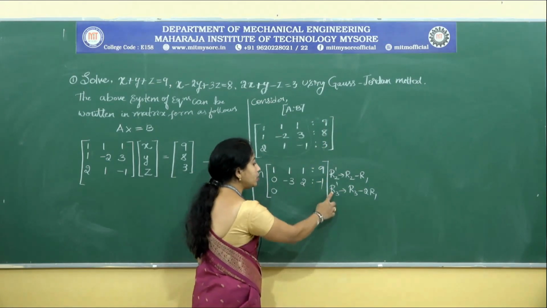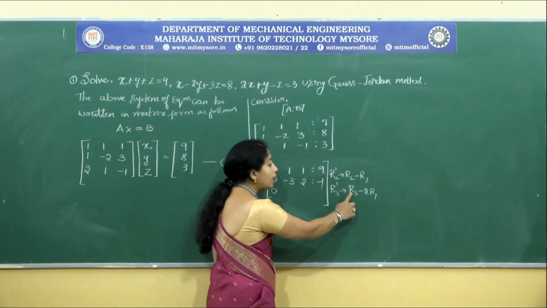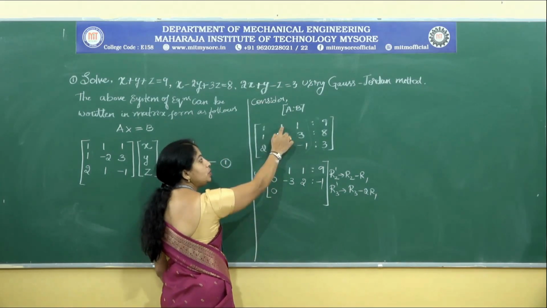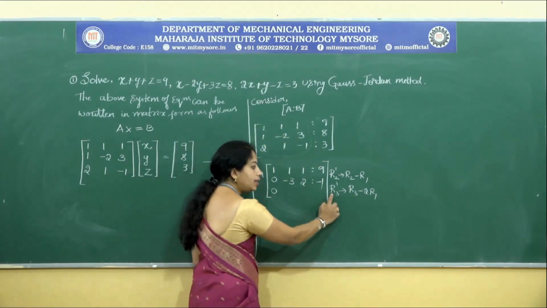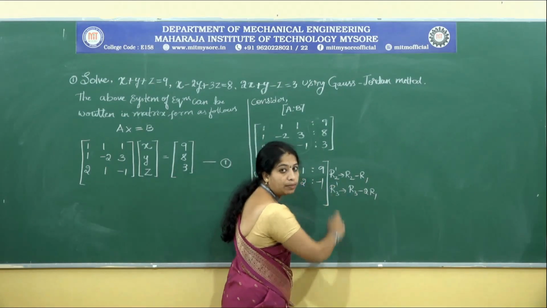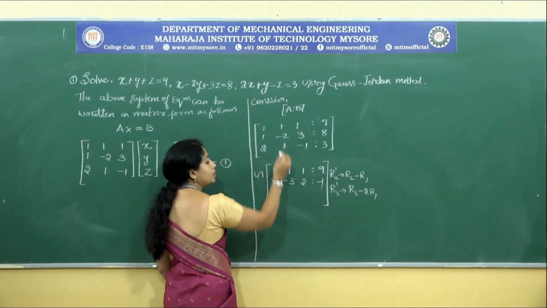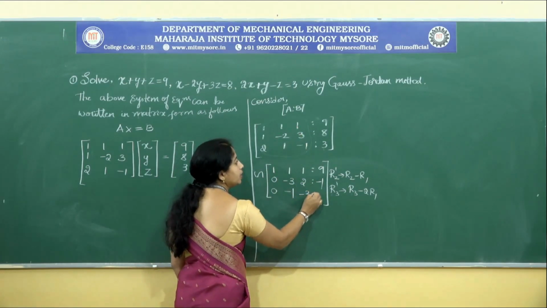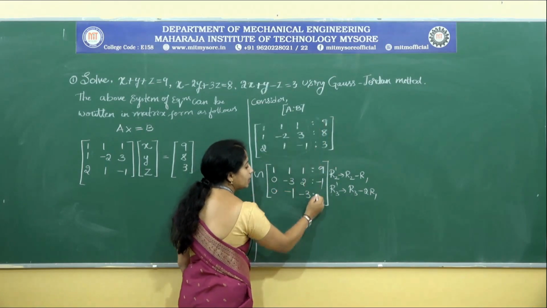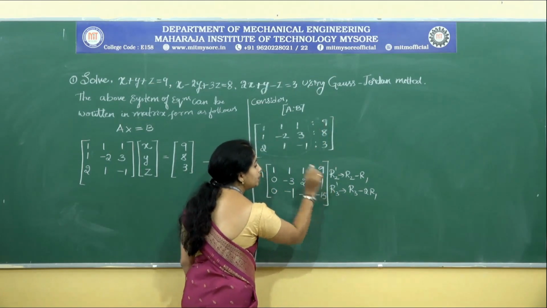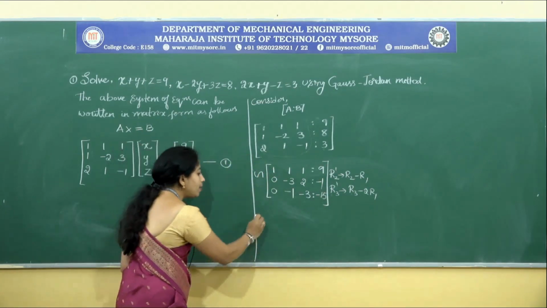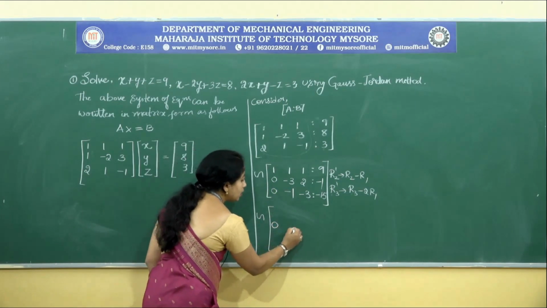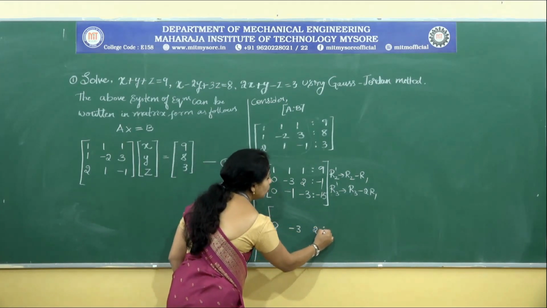See the third row operation, R3 dash equals R3 minus 2 times R1. 1 minus 2 times 1 is, we will get minus 1. Minus 1 minus 2 is minus 3. Again 3 minus 18 will be minus 15. Now this matrix is equivalent to, write the middle row as it is. The middle row is 0, minus 3, 2, minus 1.